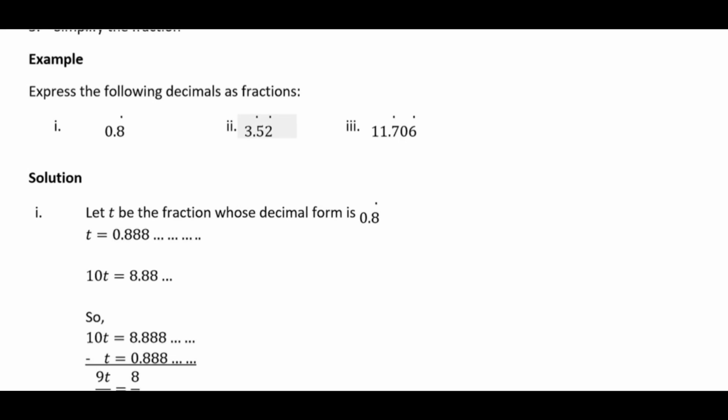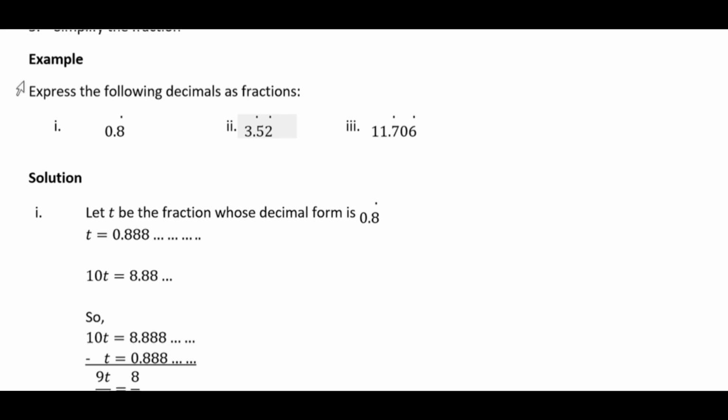The third question is 11.706. You can see there are 2 dots here, one on top of 7, another one on top of 6. That means all the numbers from 7 up to 6 are recurring. In this case, 7, 0, and 6 are the ones which are repeated. So this one is 11.706706 and you continue like that.